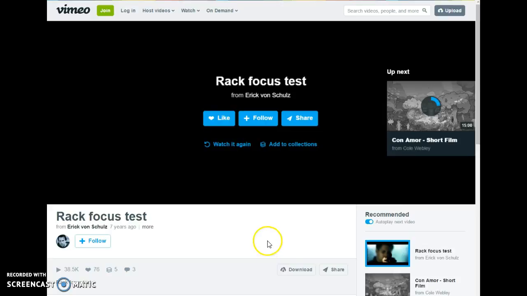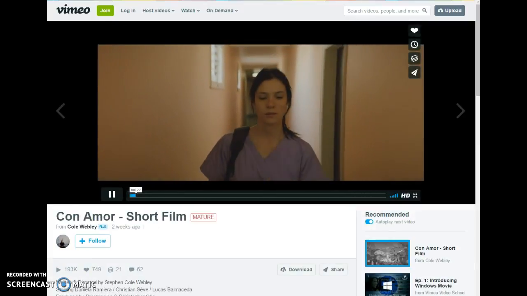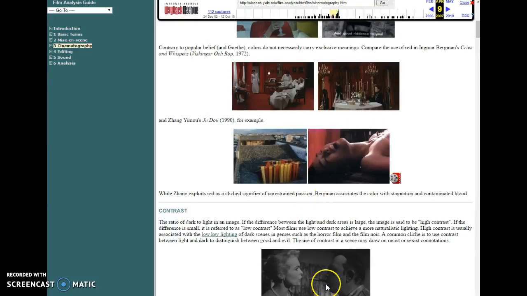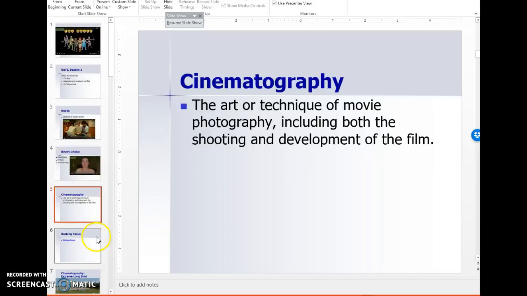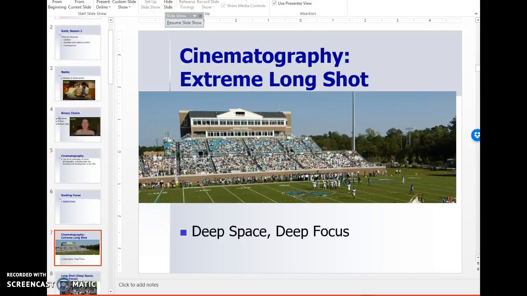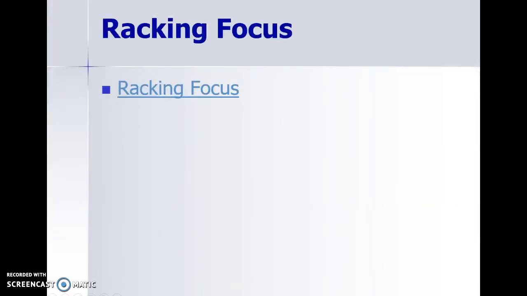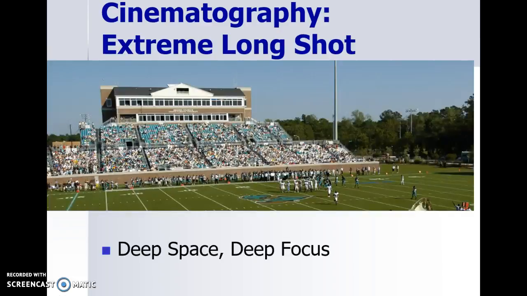Okay, so as you can see, that was racking focus. It's a really good example where we have several things within the shot: the foreground, the middle ground, and the background. And the focus shifts from being in the foreground to being on the background. And so that changes where our eye is being directed by the cinematographer. Okay? Now, another thing that's really important about cinematography is how you frame the shot.